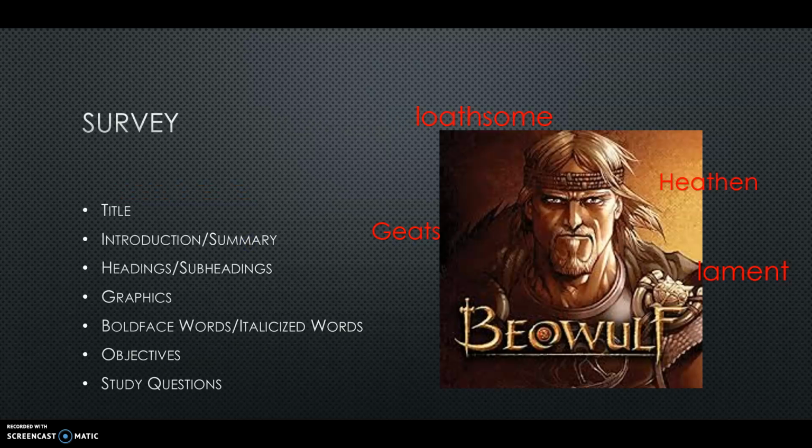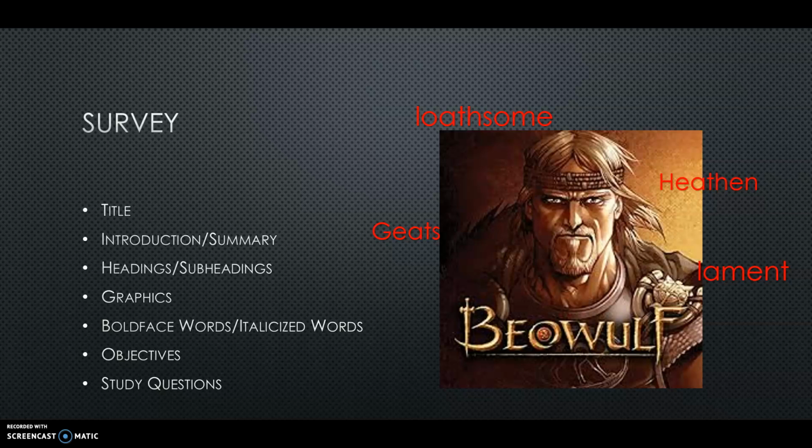Okay, so let's talk about what each step means. Survey. Survey is the first thing that you should do. Okay. When you survey, you are going to look at the title of the chapter. If there's an introduction, read it. Look at the headings, subheadings, look at the pictures. Look at boldface words. Do they have objectives listed? Some chapters, some authors will have the objectives listed at the beginning of the chapter.